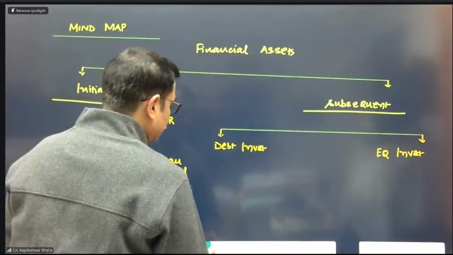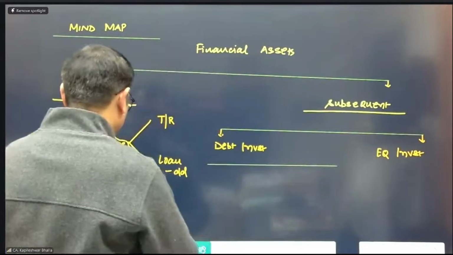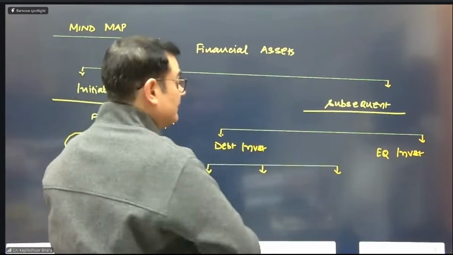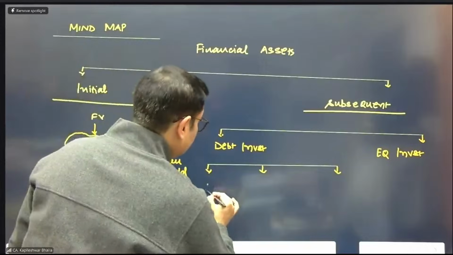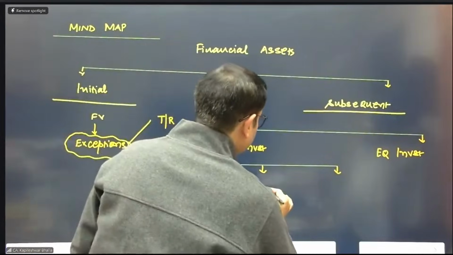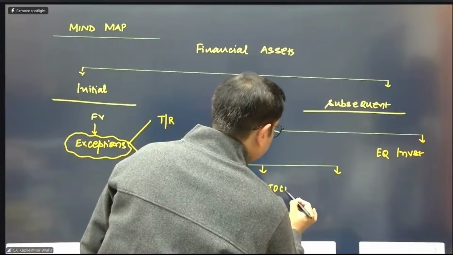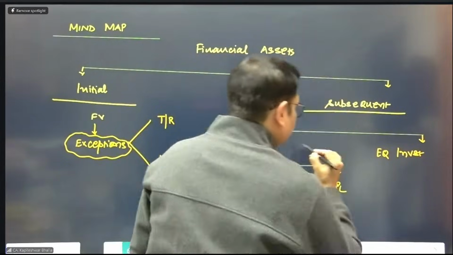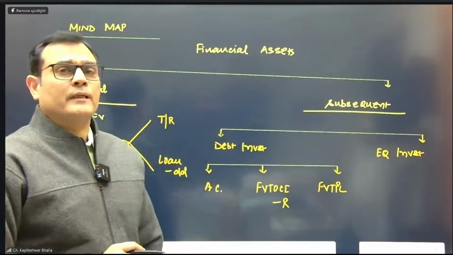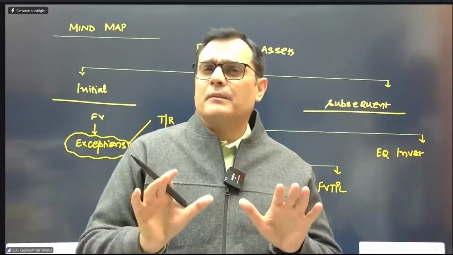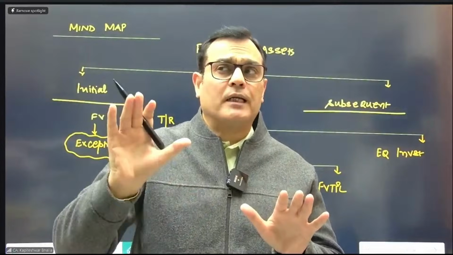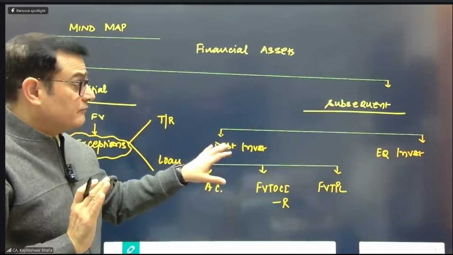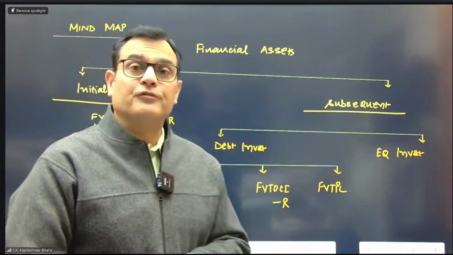Now, when it comes to debt investments, we have three options. It's either at amortized cost, or at fair value through OCI, or FVTPL. Broadly you need to remember that when I'm looking at debt investments, I have in mind those investments which are a financial liability for the issuer. Let's not get into compound financial instruments at this stage.